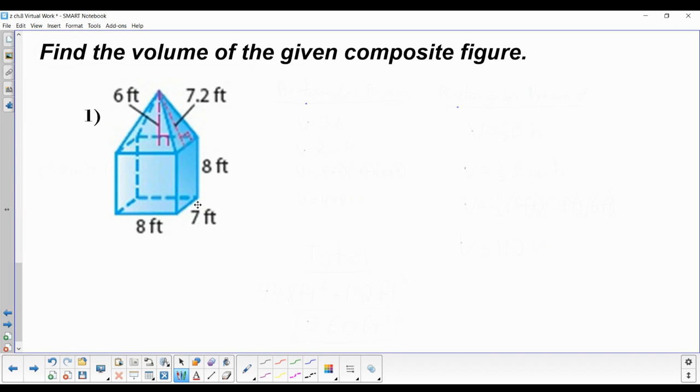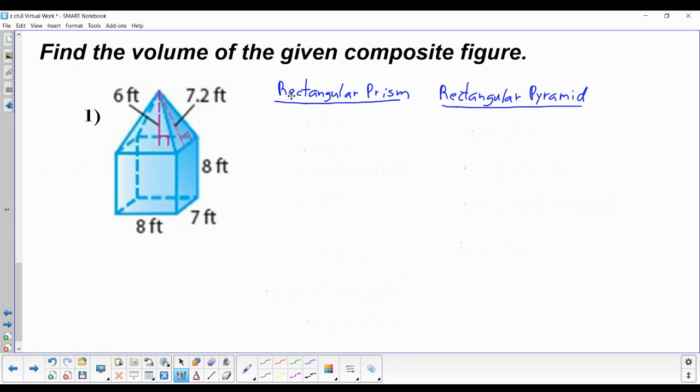We have a rectangular prism on the bottom. The length is 8, the width is 7, and the height is 8. Since they're not all the same, it is not a cube. It is a rectangular prism. On top, we have the same base, but it comes to a point. So when you have a three-dimensional figure with a base and triangle faces coming up to a point, that is a pyramid, and I will call that a rectangular pyramid.